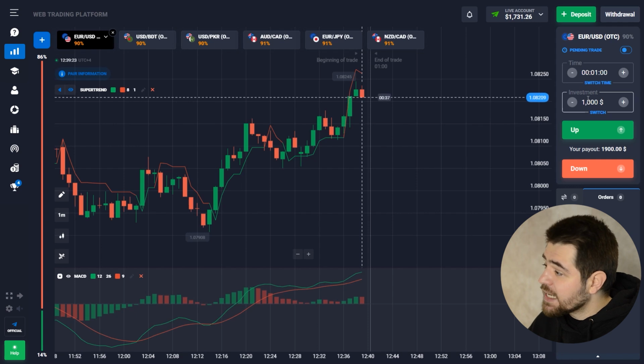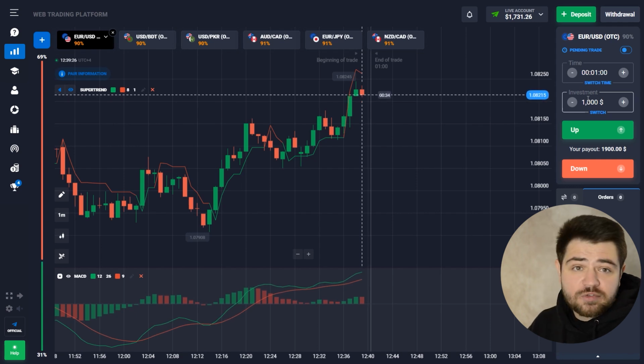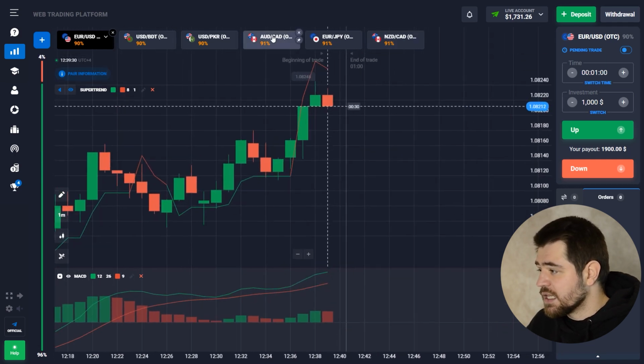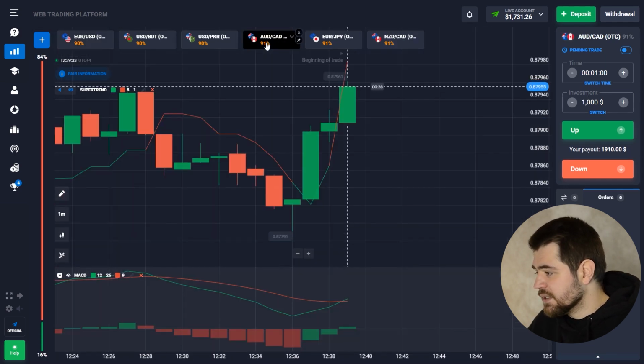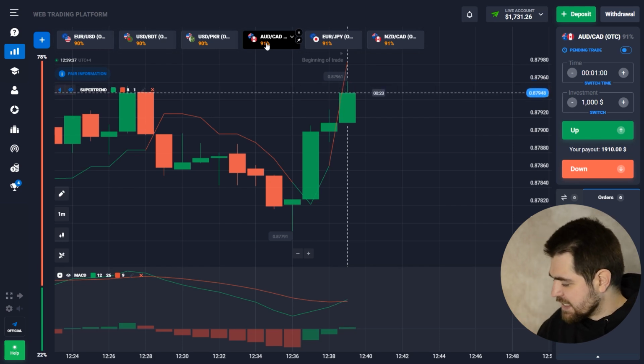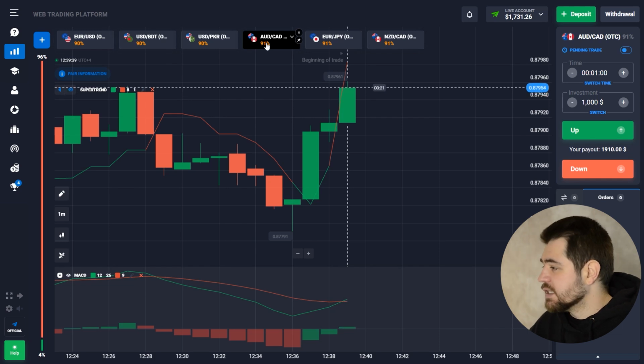There are also pullbacks to be aware of, because you always need to understand that it's not linear. The trend is rarely linear. It will have some pullbacks, corrections, testing of the levels, etc.